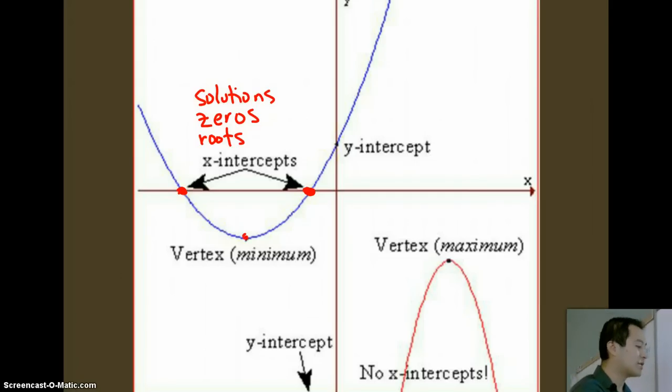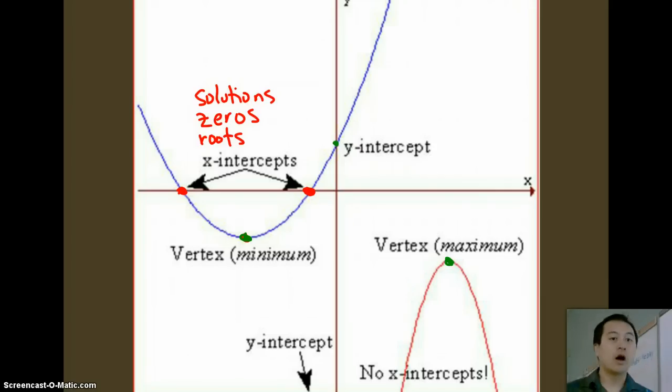This right here is called the vertex. If the parabola is going upward, the vertex is a minimum value. Minimum means the lowest point on the graph. If the parabola is going down, the vertex is called a maximum value, the highest point on the graph. And these are the y-intercepts right here and down there somewhere.